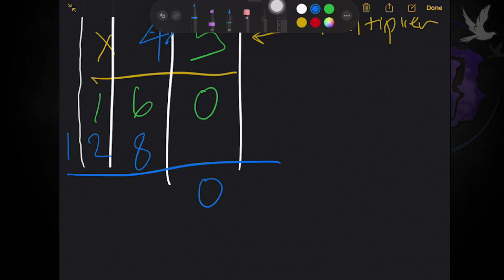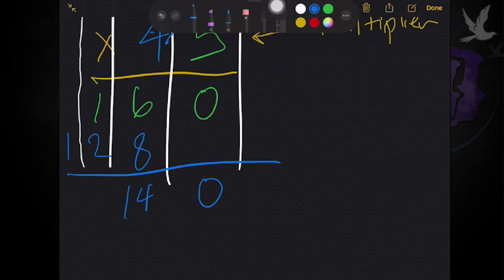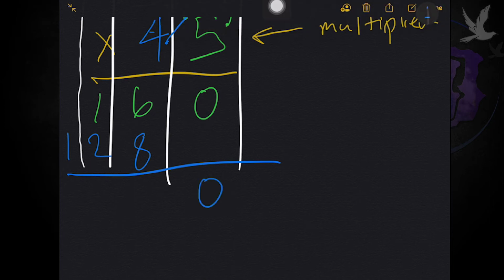6 plus 8 will give you 14. How do we add? Don't tell me, baka nakalimutan nyo na. 6 plus 8 will give you 14. Do you write 14 there? Of course not. You have to write them separately. 4 here and carry over 1 there.